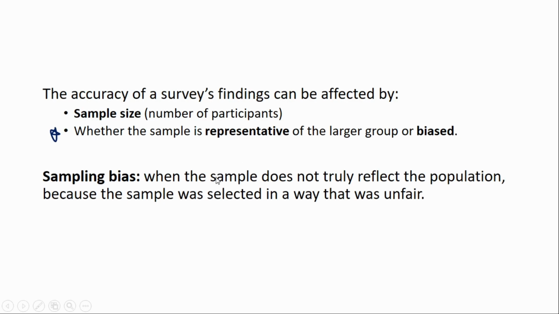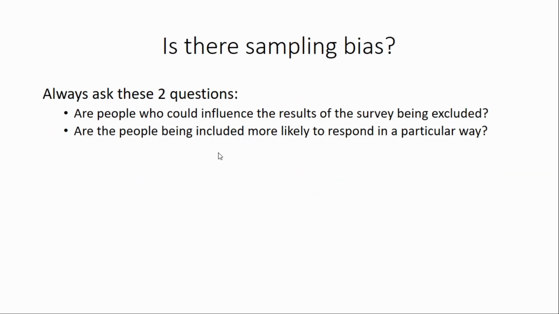So having a look at the definition of sampling bias, this is when the sample does not truly reflect the population because the sample was selected in a way that was unfair. So make sure you write that down and have that in your book because it will be very important. All right, when trying to find out if there is a sampling bias, always ask these two questions. Are people who could influence the results of the survey being excluded? And are the people being included more likely to respond in a particular way?